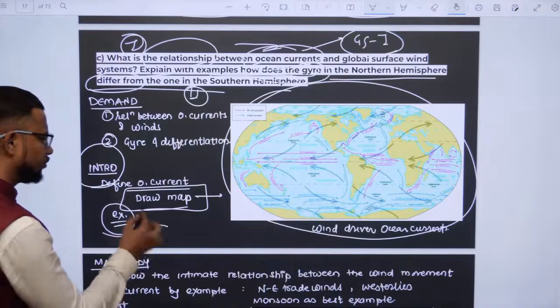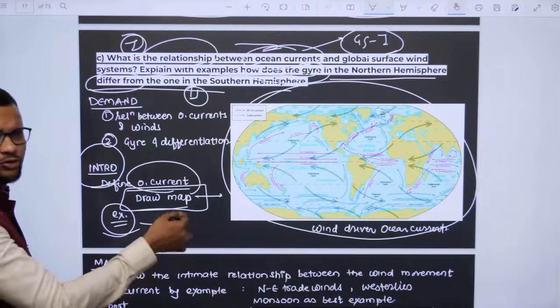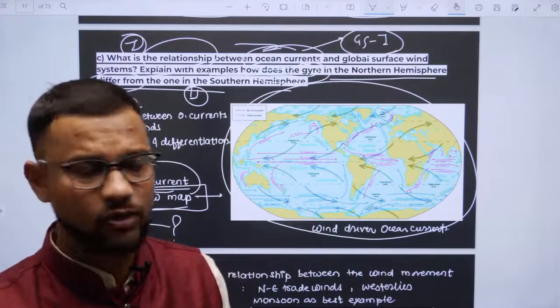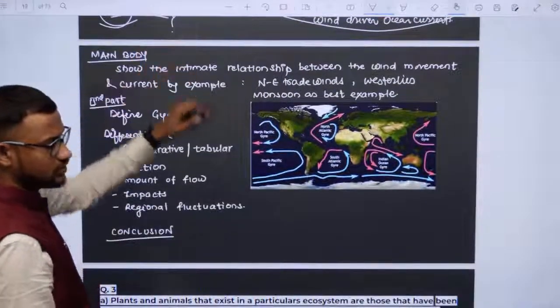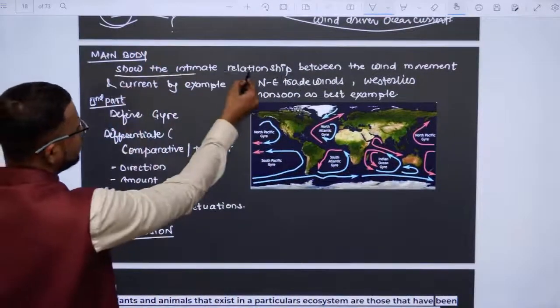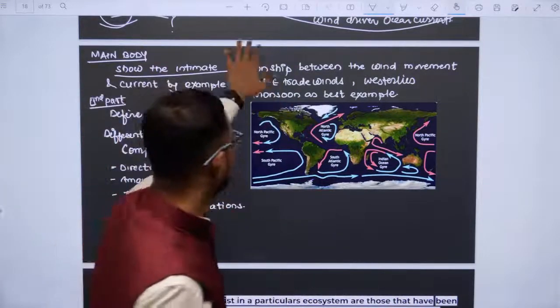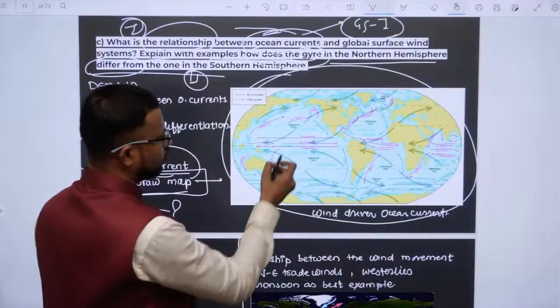So write here the definition of ocean current, few examples of it, like Labrador current है, Gulf Stream है, और Agulhas current है, Benguela current है. You can write it over there and then show how this ocean current has a critical relationship with the wind. This map is just for that sake, right guys. ये वाला जो map है, have a look over that.